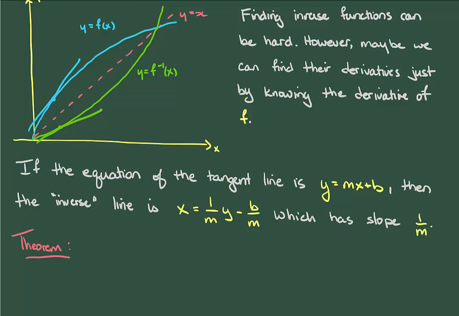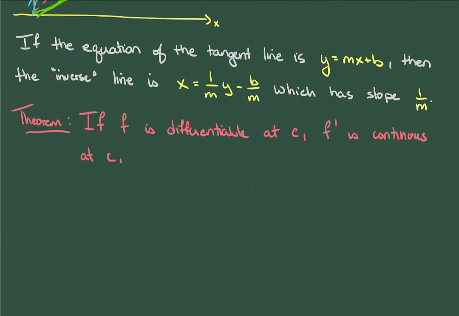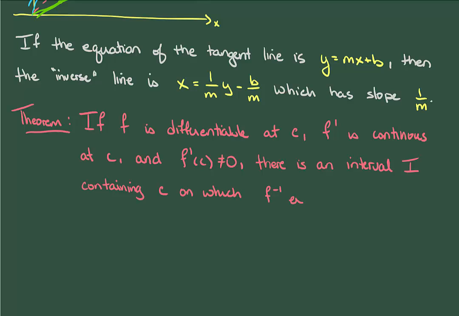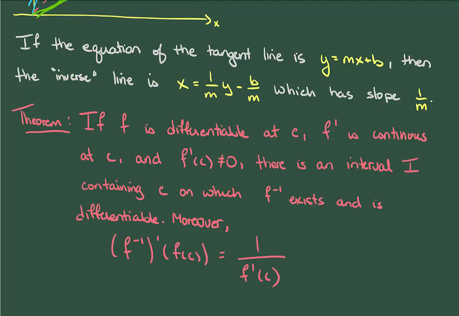Our theorem is then the following. Let's suppose that f is differentiable at the point c, f prime is continuous at c, and f prime of c is non-zero. In that case, there's an interval containing c on which f is differentiable, and the inverse itself is actually differentiable. Moreover, we have a formula for the derivative of the inverse function at the point f of c, given as follows. Okay, so there's a lot going on here.